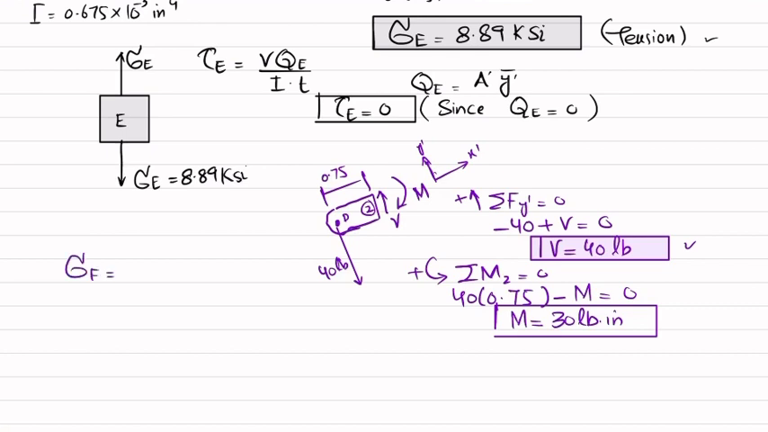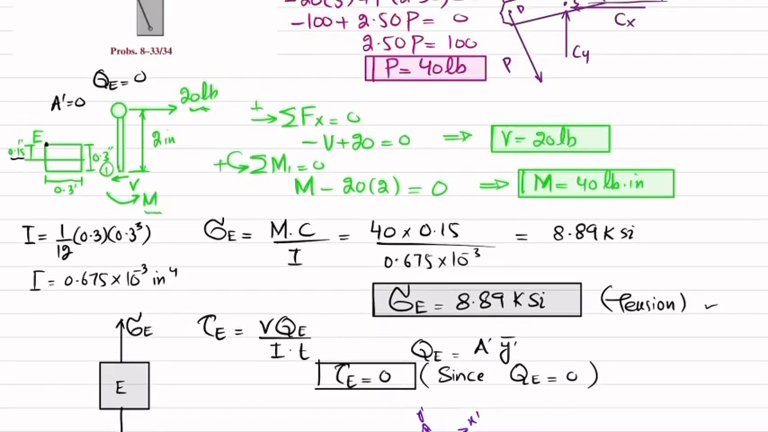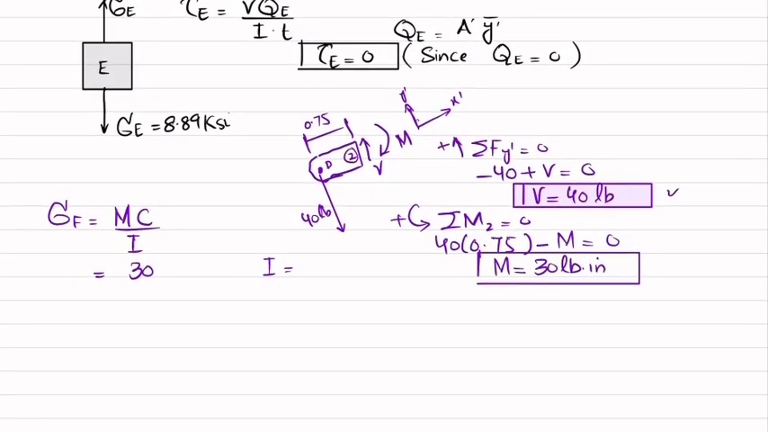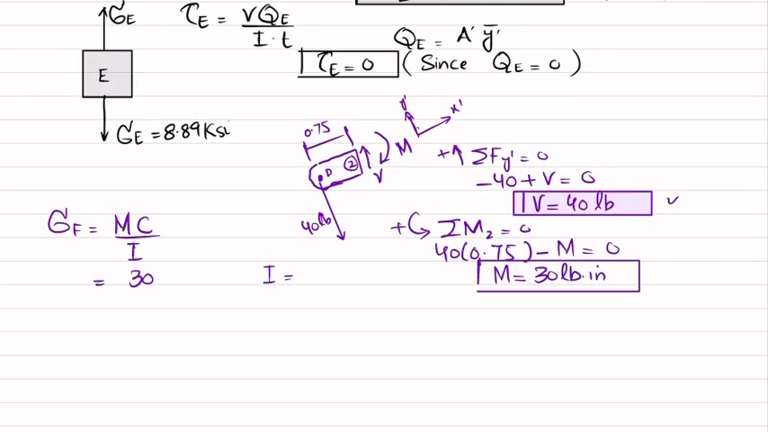Now you have this moment and this shear force, so we will move toward finding sigma F. So sigma F is equal to M into C divided by I. Clear? So the moment is 30. Okay. And we will find I for this. The cross section is shown over here. This is the cross section. If I draw it, 0.25 and this height is 1. So let me draw it.